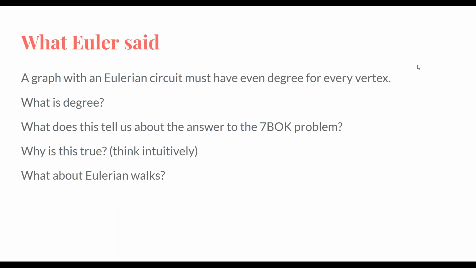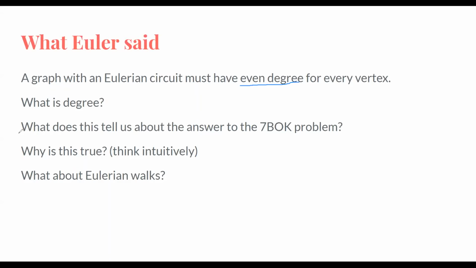Very good. What having even degree means is basically the degree is an even number. So it could be 2, 4, 6, etc. You know what an even number is. So what does this tell us about the answer to the 7 bridges of Königsberg problem? Yes, 3 and 5 are not even. That is true. So do we think the answer to the 7 bridges of Königsberg problem is yes or no?